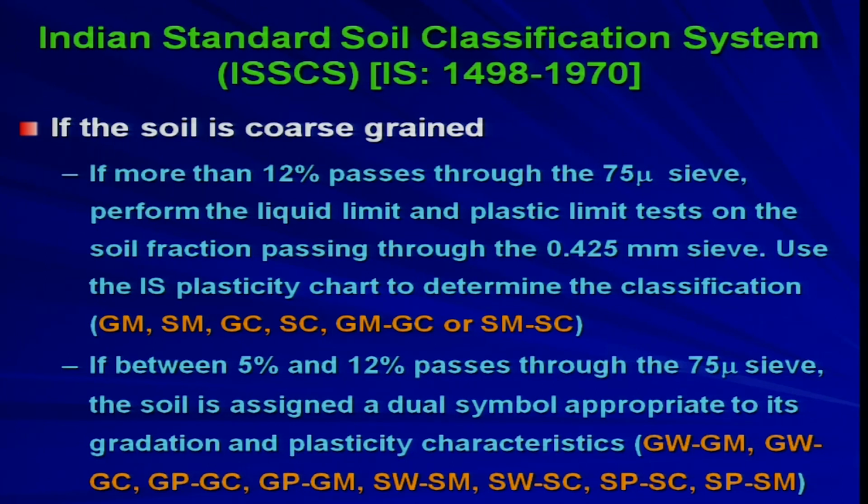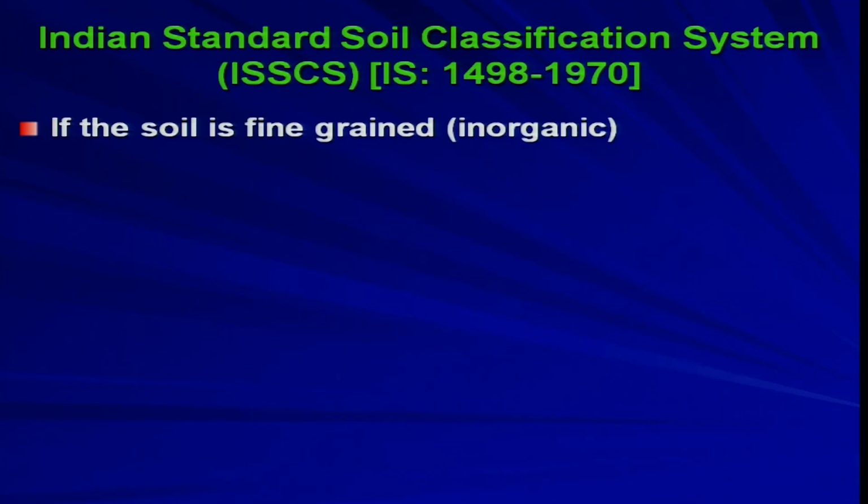Similarly, GW-GC, GP-GC, GP-GM, SW-SM, SW-SC, SP-SC, SP-SM. So, these are the possible dual symbols for coarse grained soil. Okay. Now, coming to the fine grained soil.